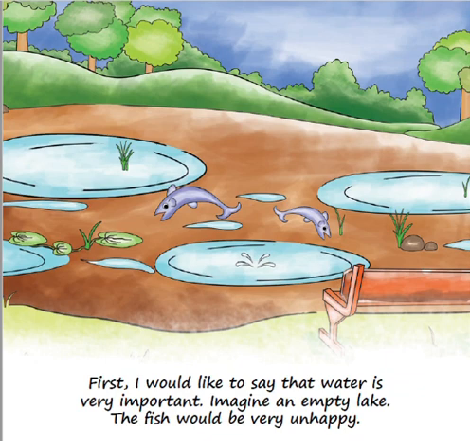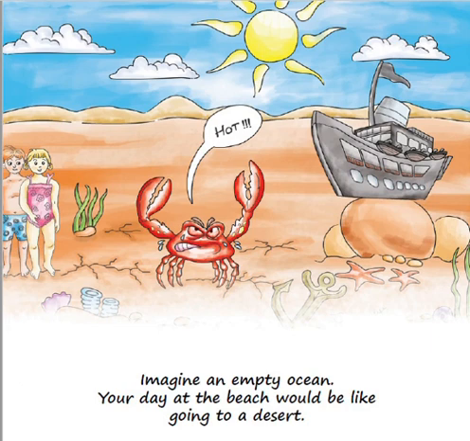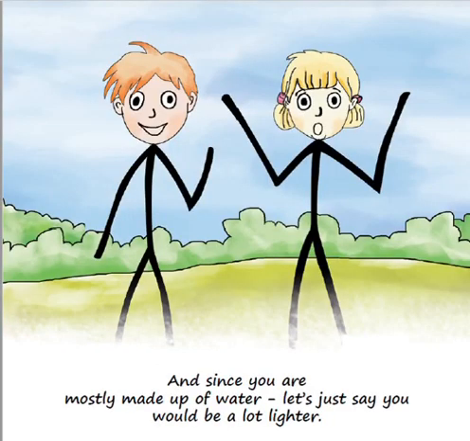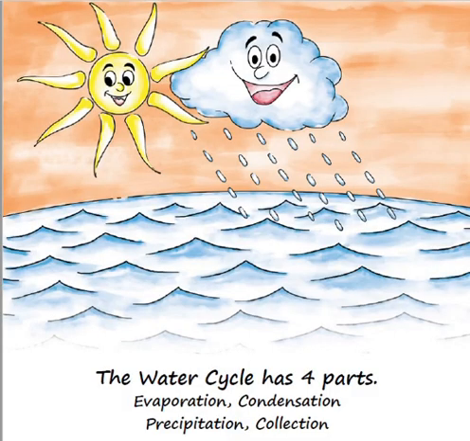First, I would like to say that water is very important. Imagine an empty lake. The fish would be very unhappy. Imagine an empty ocean. Your day at the beach would be like going to a desert. And since you are mostly made up of water, let's just say you would be a lot lighter. The water cycle has four parts: evaporation, condensation, precipitation, and collection.